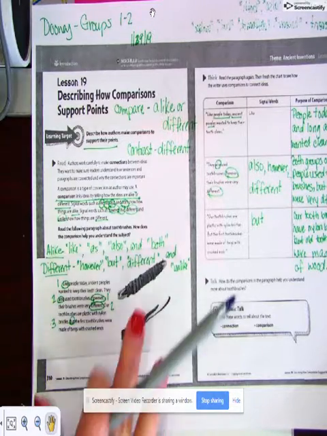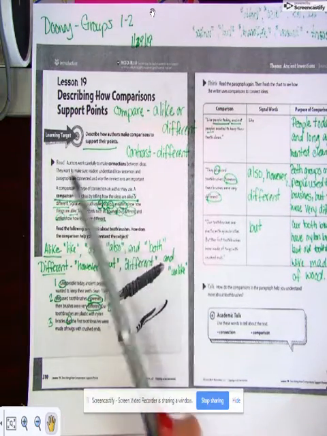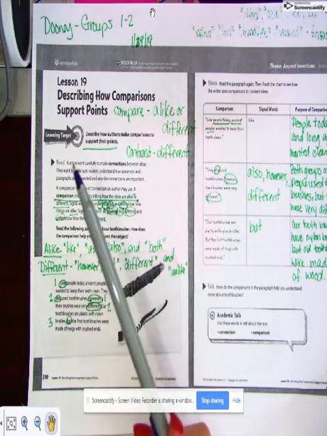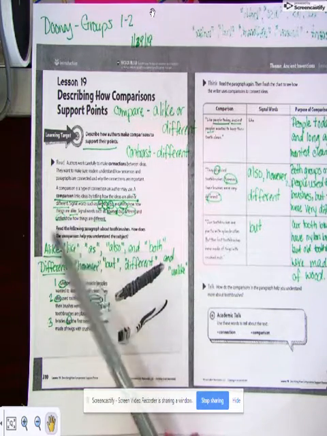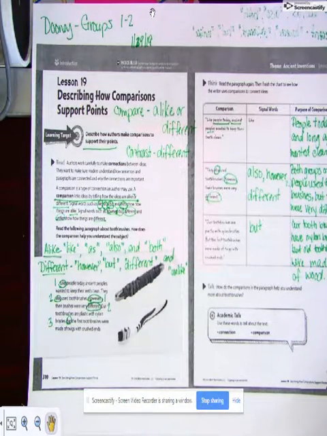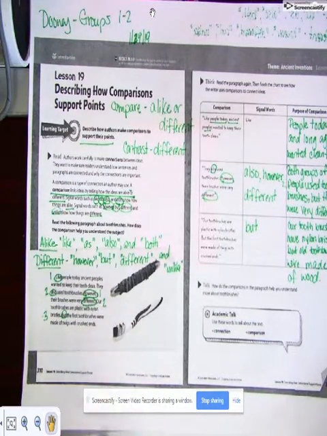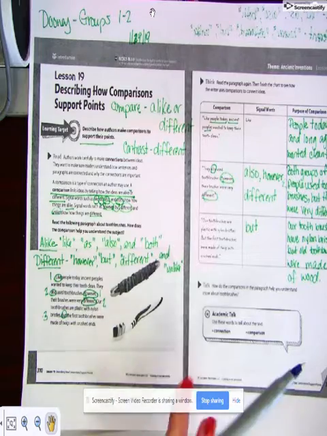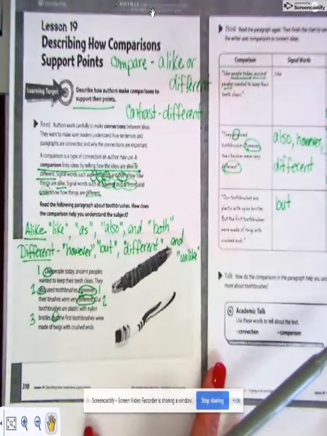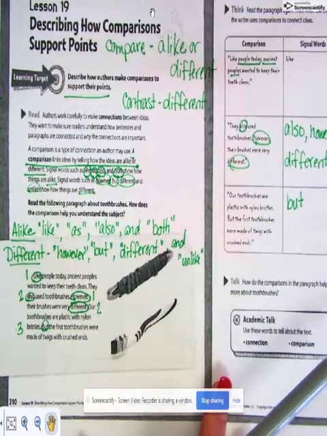For 3rd grade, the standard was all about describing how comparisons support points, the points that the author makes in the text. In 3rd grade, they were asked to find where an author is making comparisons, whether something is alike or unlike, and what point they're trying to make by making those comparisons. I know there's writing all over the place, but if you follow along with me, this is what I did with my group this morning.